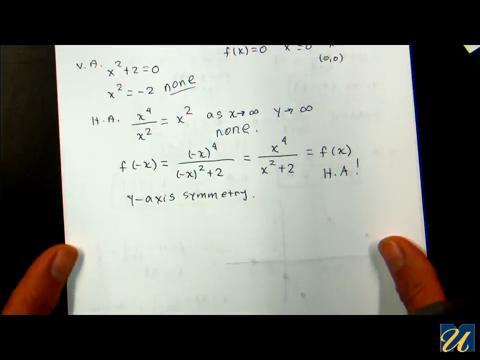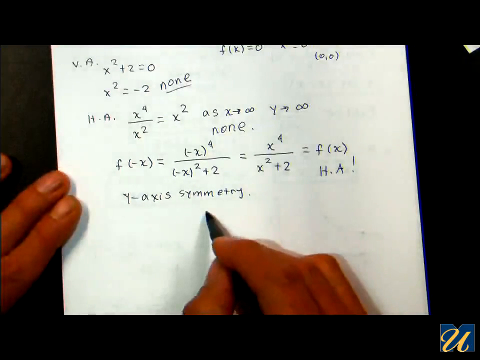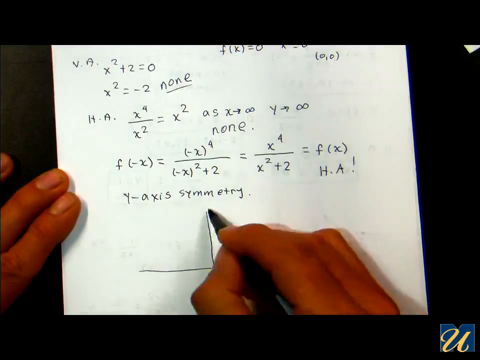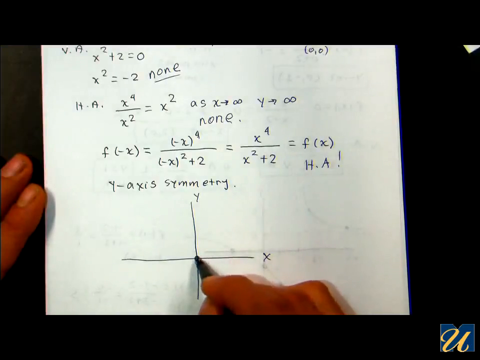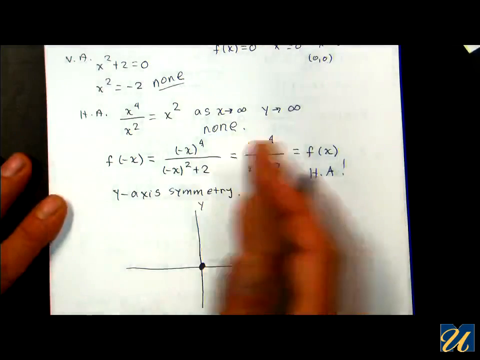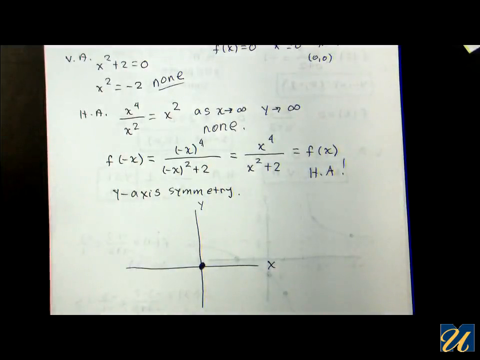Okay, now what? We've exhausted everything. Well, there's point plotting. We can do that. So there's a y-axis, and there's an x-axis, and we can think about plotting some points. We have one right there. And we know that it's symmetric, so whatever's on this side is the same as what's on this side. So let's plot some points.